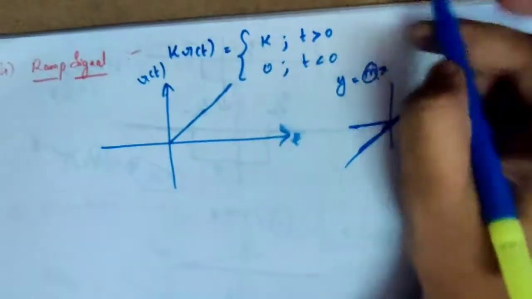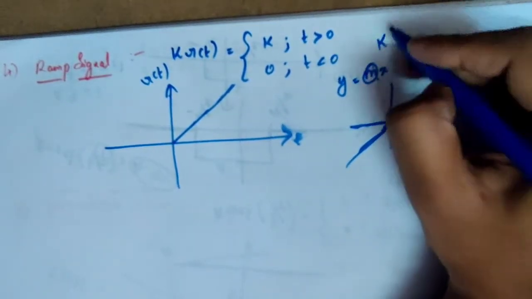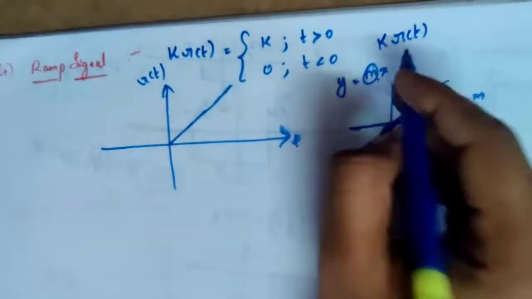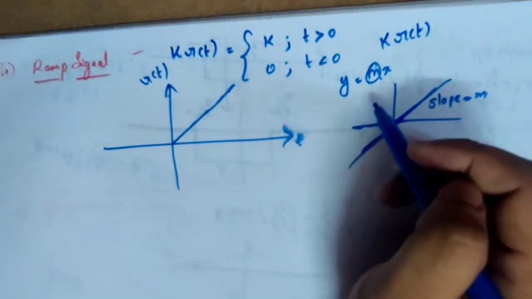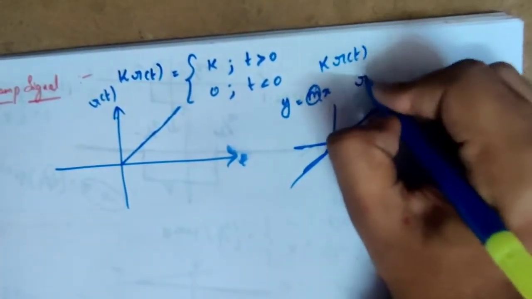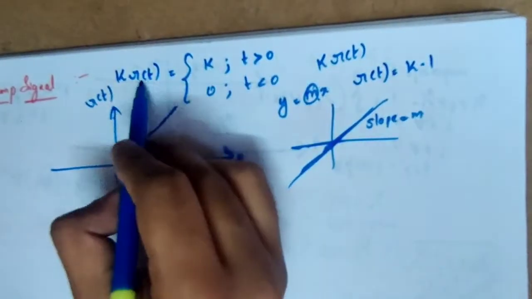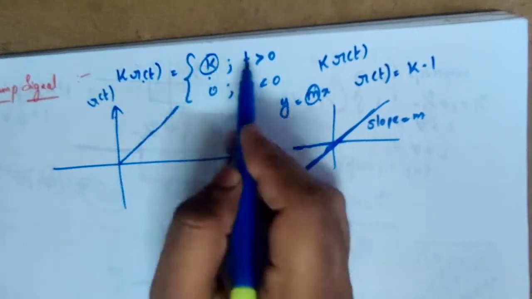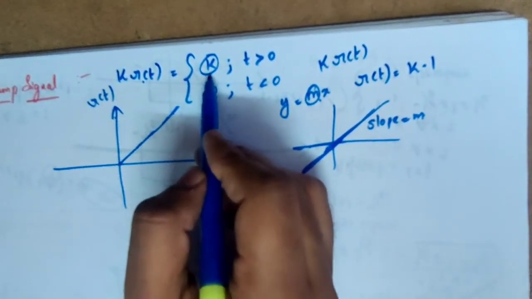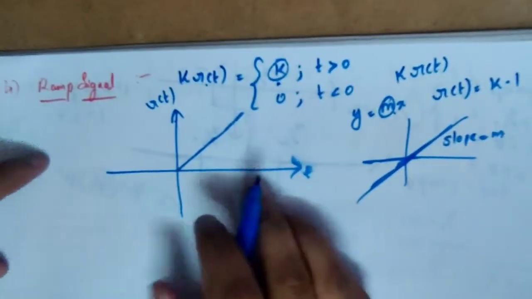In the same way, when I am saying k into r of t, this is similar to y is equals to mx. How you can correlate is, r of t is equals to k into 1. This is nothing but k into r of t, that is k. This is not amplitude, this is known as slope. So what does this mean? So basically, what is a slope?